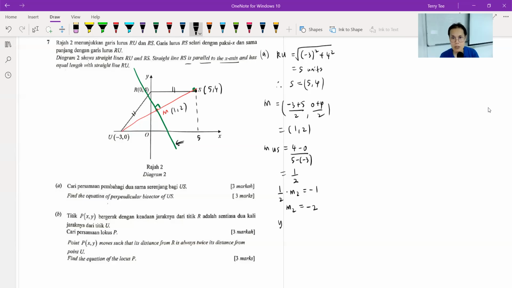And to form the equation of a straight line, what we do is we use y minus y1 equals m(x minus x1). Now, some of you may want to use y equals mx plus c. You can do that. That's not a problem. I like to use this y minus y1.